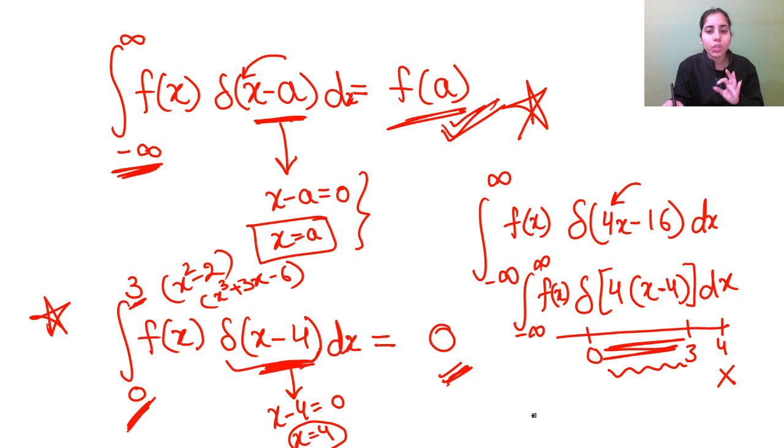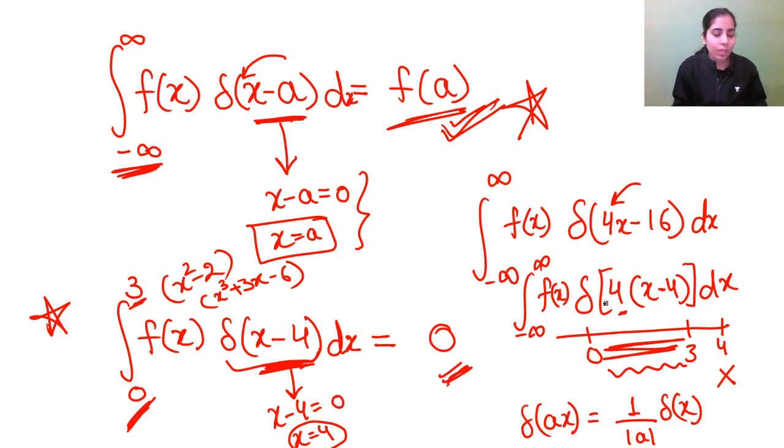And now I will use the property which I am telling you, that delta of a x is equal to 1 upon mod a, delta of x. Clear? So now you can write 1 upon mod 4, that means this 4, and then delta of x minus 4. Is that fine? That's how you will work on it. That's how you can easily solve the questions. Again, this is a very important point: the coefficient of x should be 1. If it is not 1, we have to be careful. We have to take these steps and then we will use the properties.